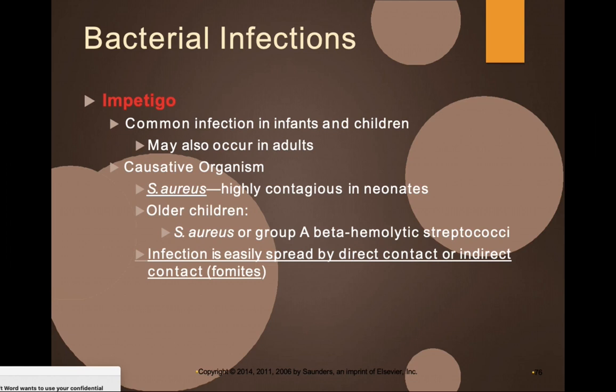Impetigo. This is a common infection in infants and children. It can occur in adults. Again, the causative agent is Staph aureus. This one is highly contagious in neonates. In older kids, it's Staph aureus or a group A beta hemolytic strep. The infection is easily spread by direct contact or indirect contact through fomites, and you guys know what fomites are at this point.